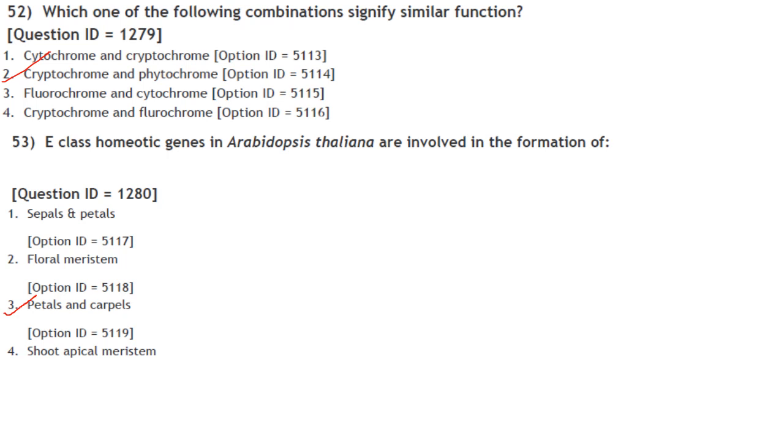Then next one. E-class homeotic genes in Arabidopsis thaliana are involved in the formation of... According to the ABC model of flower development, A and E class protein complexes develop sepals in the first whorl. A, B and E develop petals. B, C and E help in forming stamens in the third whorl, and C and E specify carpels. And D class proteins interact with E class to specify ovule identity. So E class genes are involved in the identity determination of sepals, petals, stamens and carpels.